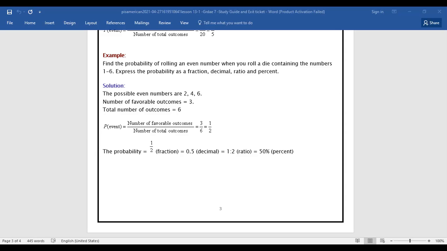Miss, my screen froze, so I only see the word. Which word?